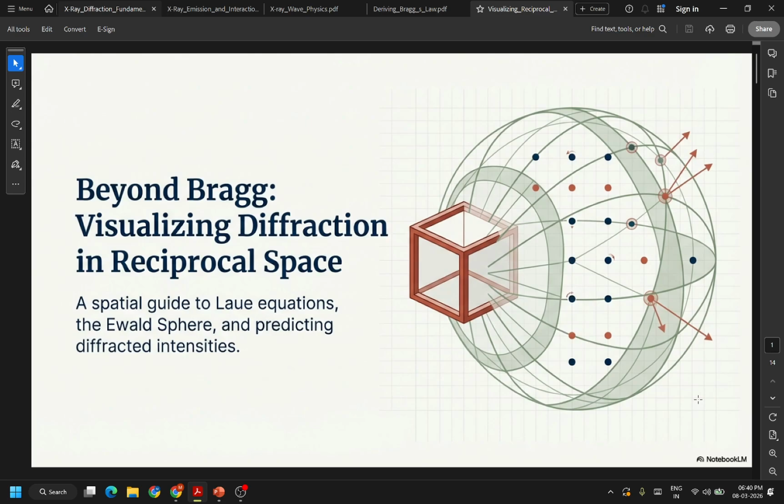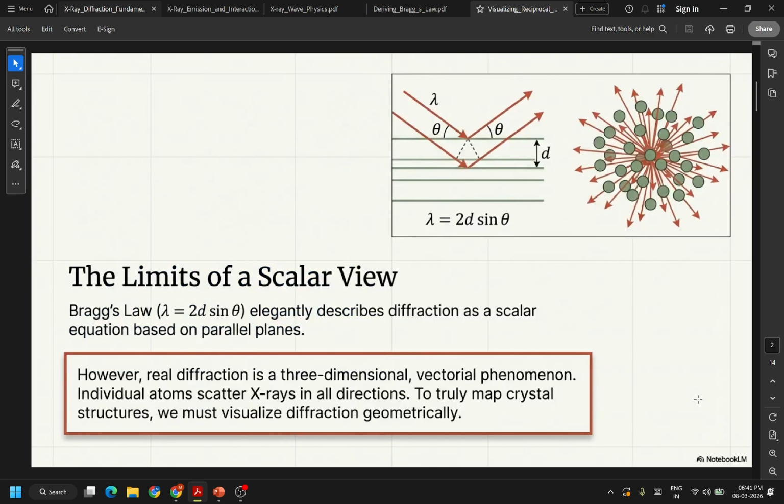Now, how X-ray diffraction is actually happening. Bragg's law elegantly describes diffraction as a scalar equation based on two parallel planes. However, the real diffraction is a three-dimensional vector phenomenon. Individual atoms scatter X-rays in all directions. To truly map crystal structures, we must visualize diffraction geometrically.